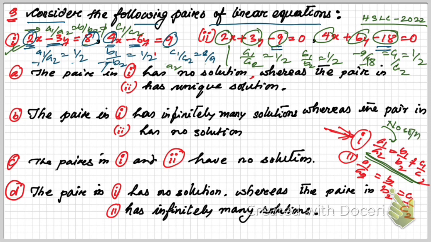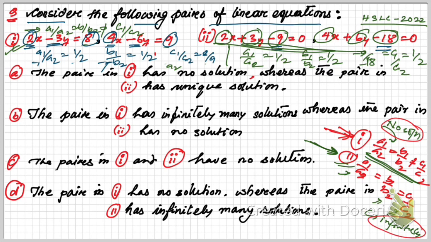And the second pair of linear equations satisfies this condition, a1 by a2 is equal to b1 by b2 is equal to c1 by c2. So infinitely many solutions, right? So let me check in which option. First one is no solution, second one is infinitely many solutions, that is the last option. So pair 1 has no solution, whereas pair 2 has infinitely many solutions. So the correct option is D.